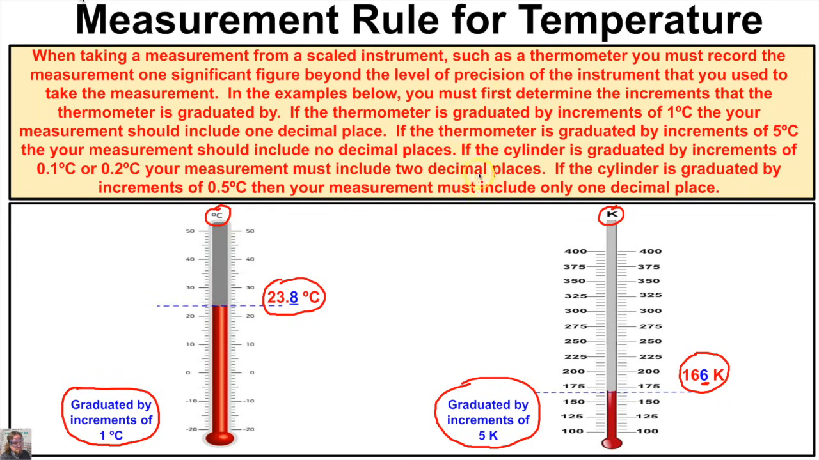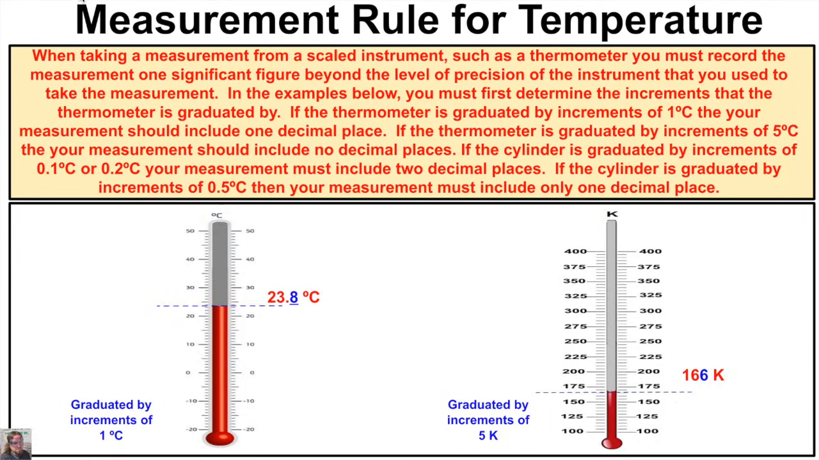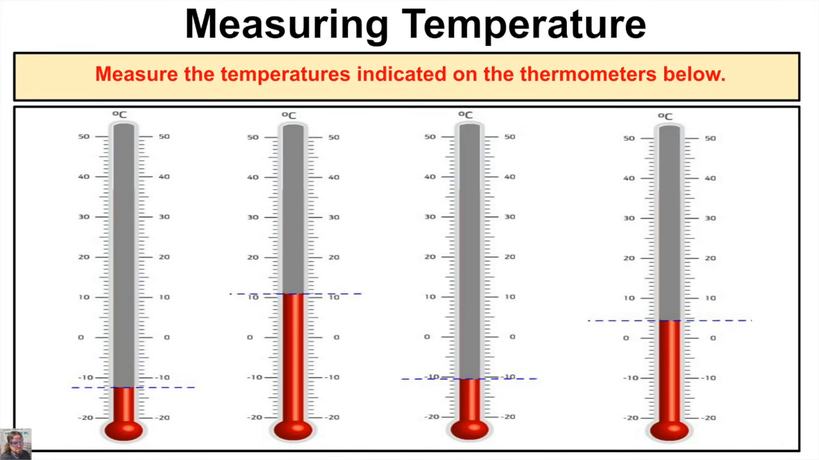So let's go ahead and apply these concepts here to several different images of thermometers and see if you can determine what the temperatures are. And so it says to measure the temperatures indicated on the thermometers below. So we have 4 thermometers here. First of all, we can see that these thermometers are measuring in degrees Celsius. And then we need to take a look at how they are graduated by. We can see that all of these thermometers, they appear to be graduated by 1 degree Celsius increments, right? So all these are increments of 1 degree Celsius.